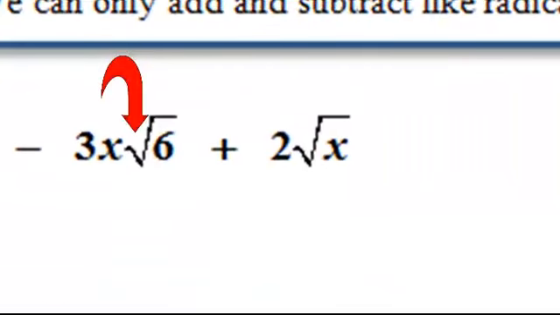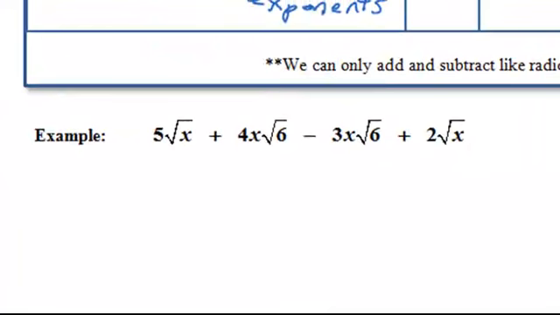A 2 is implied here. We didn't write anything, but that's square root. If it were a cube root, we'd have to put it. That value is the index. So we're dealing with square roots. Our index is a 2. We don't even have to worry about that right now, but later you will. So I'm just getting you set up for it.